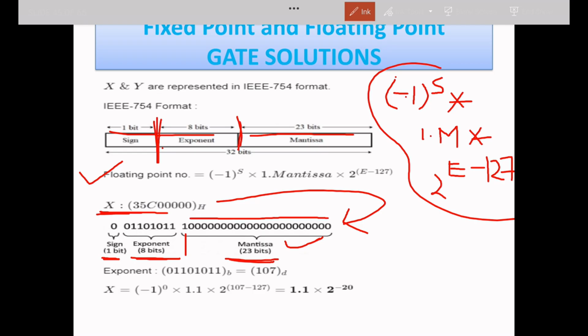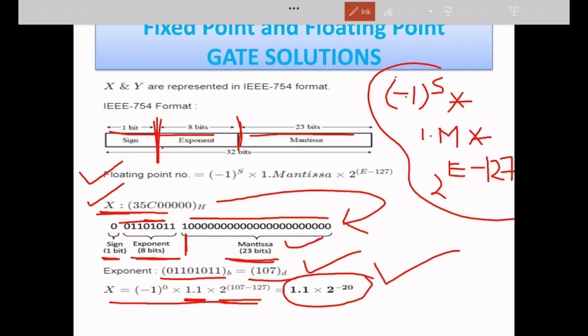Done. So now at first we will convert this exponent. This exponent I will convert to a binary number. This is 107. Now I am writing this in my formula, -1 to the power 0. Why 0? Because this is a positive number, x. So -1 to the power 0 into 1.1, that is 1 point mantissa. Mantissa is only 1, after that all are 0. 1.1 into 2 to the power e, which means 107 minus bias. Bias is 127. The overall value is this.